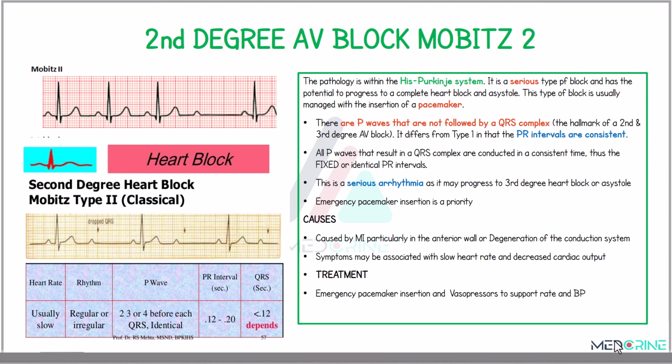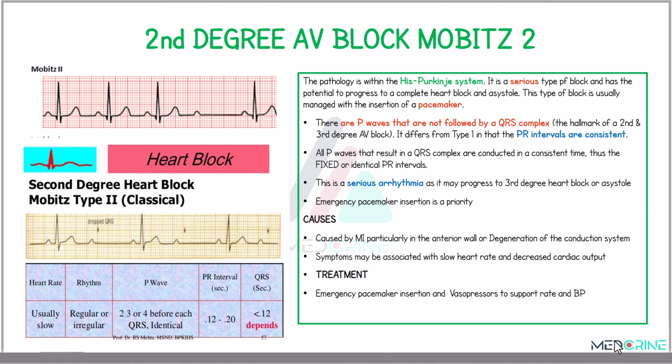And in this type, in the Mobitz II, we have all P waves which result in a QRS complex and are conducted in a consistent time duration. Therefore, we can say we have fixed or identical PR intervals, right? This one is a serious arrhythmia which may progress to a complete heart block or asystole, like we've said. And we always need an emergency pacemaker to manage this type of patients.